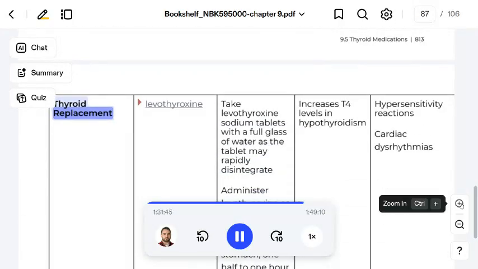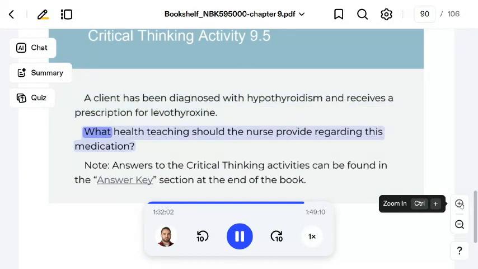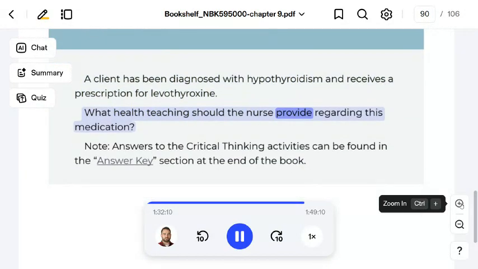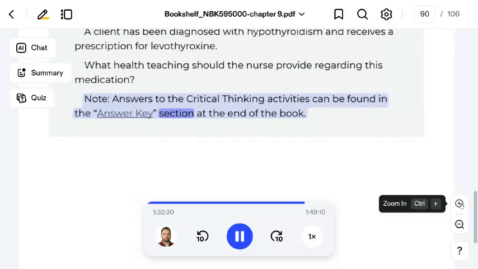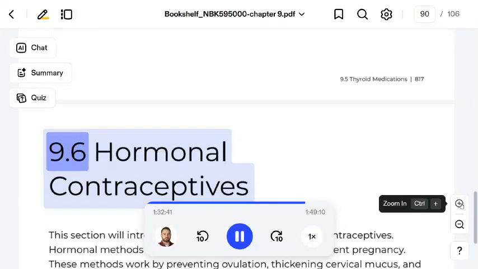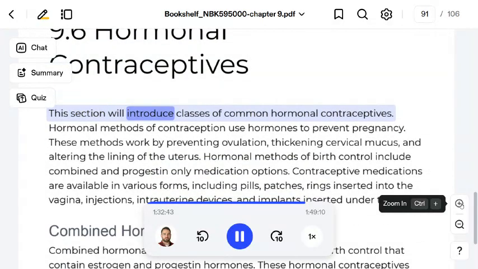Thyroid replacement. A client has been diagnosed with hypothyroidism and receives a prescription for levothyroxine. What health teaching should the nurse provide regarding this medication? Note: answers to the critical thinking activities can be found in the answer key section at the end of the book. 9.6 Hormonal contraceptives. This section will introduce classes of common hormonal contraceptives.